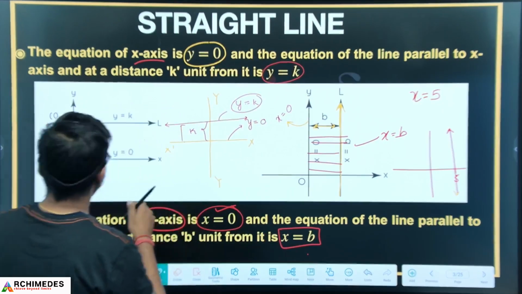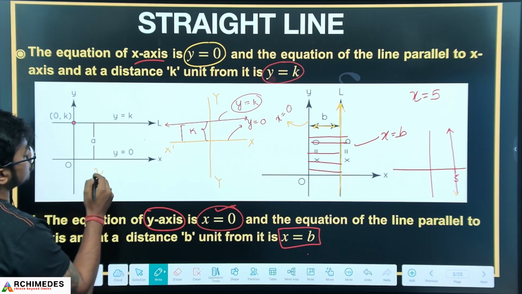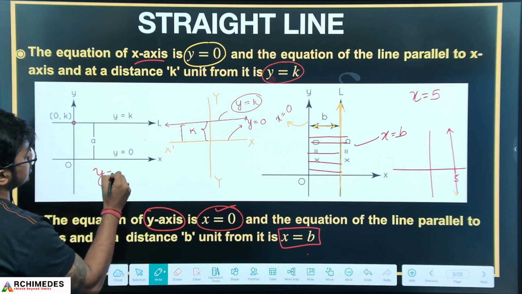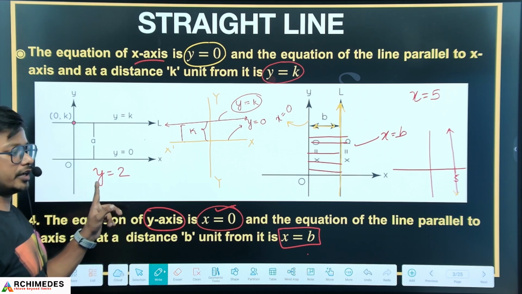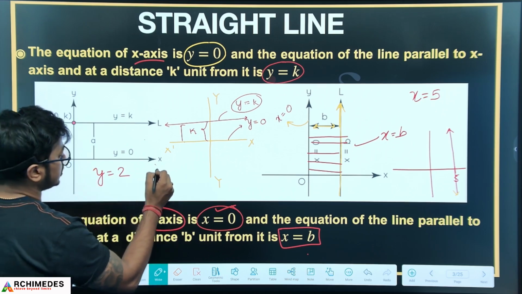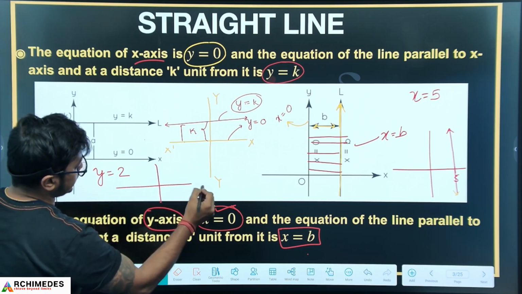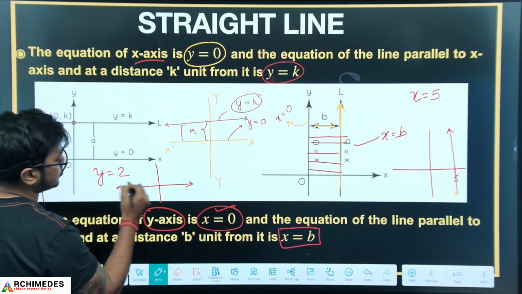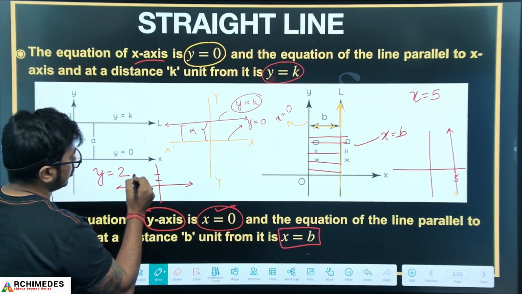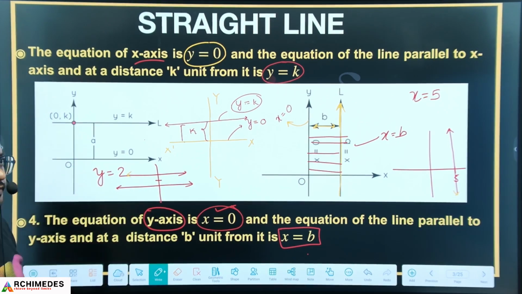Suppose they give y equals 2. Y equals 2 means it only contains y. So it is a line parallel to what? Opposite, so it is a line parallel to the x-axis. Parallel to the x-axis means this type of line. This is the x-axis, at a distance of 2. So 1, 2, then you have to draw this type of line. Any doubt up to here?